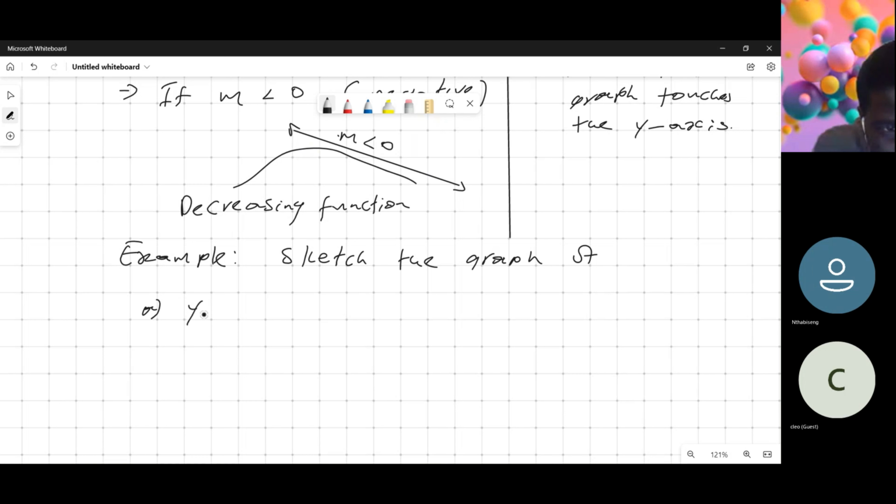We're going to have y equals 2x plus 2. And then number B, our second one, we're going to sketch the graph of y equals negative 2x plus 2.